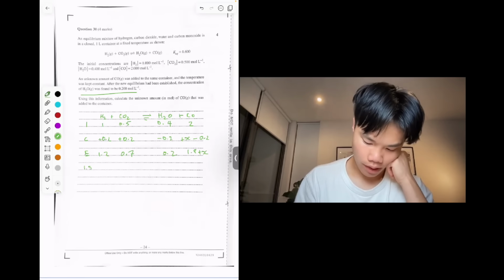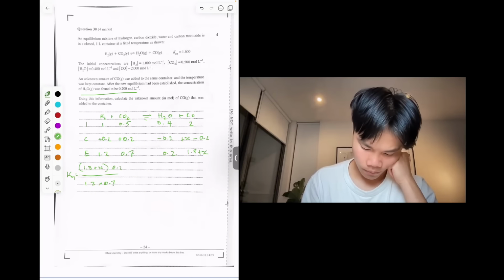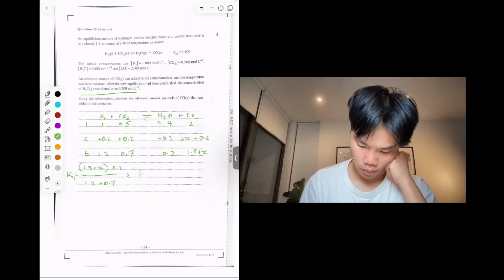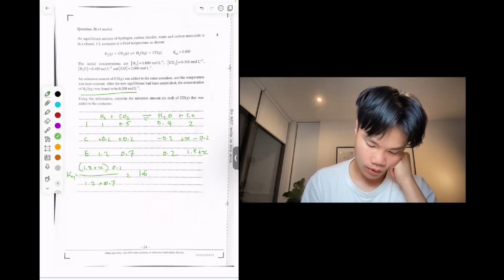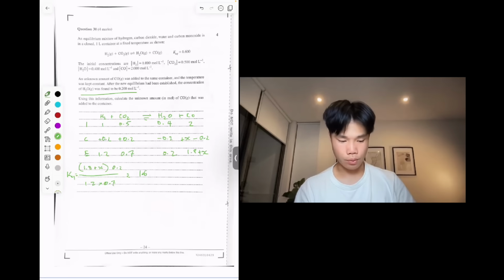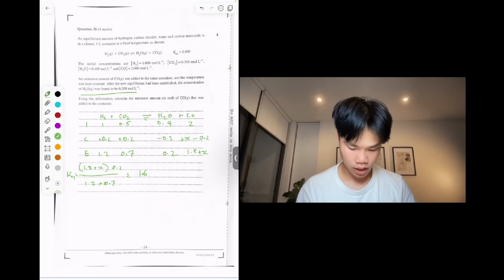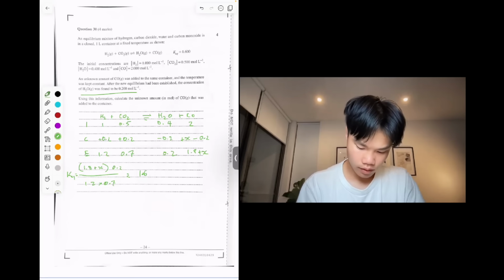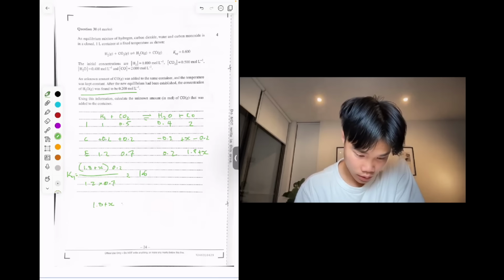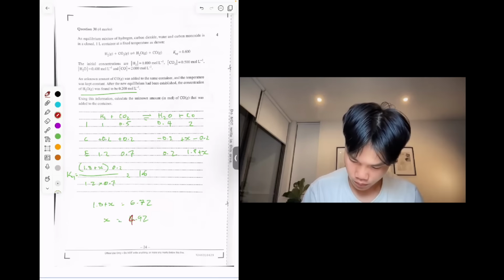And so 1.8 plus X times 0.2 divided by 1.2 times 0.7. KEQ is equal to that, and we know that this is equal to 1.6. Solving, we can move everything across to the right. 1.6 divided by 0.2 times 1.2 times 0.7. 1.8 plus X is equal to 6.72.